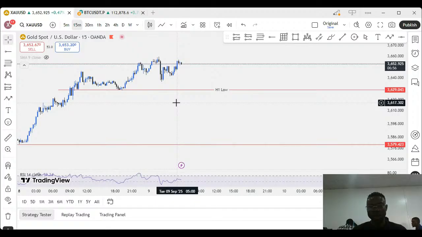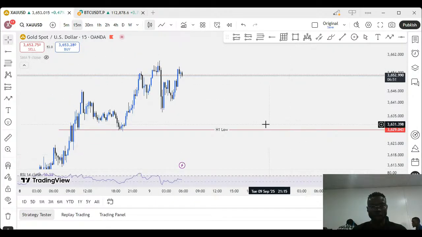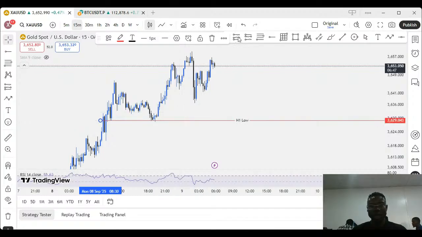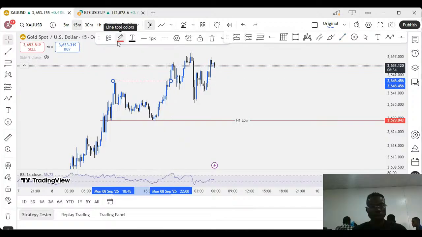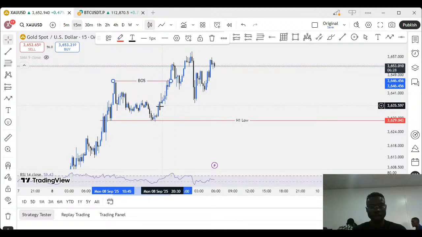Like we can see now, 1 hour is also aligned with our 15 minutes time frame. This is the last low that we have in the market. This is the last low. And this one here is a valid break of structure. It's a valid break of structure. So all the structural liquidity here, the market has not cleared it.